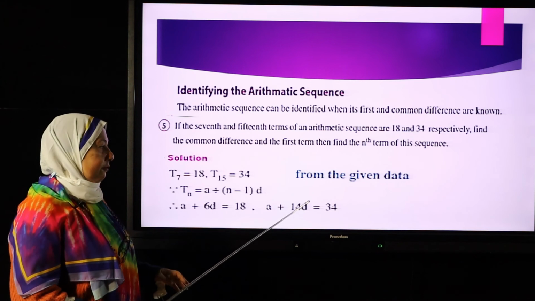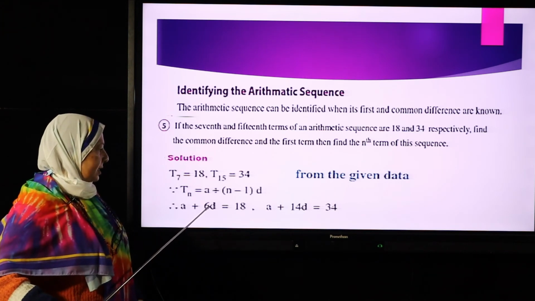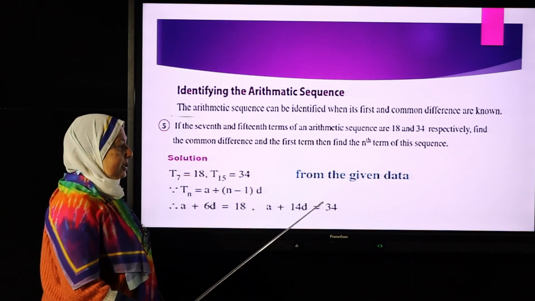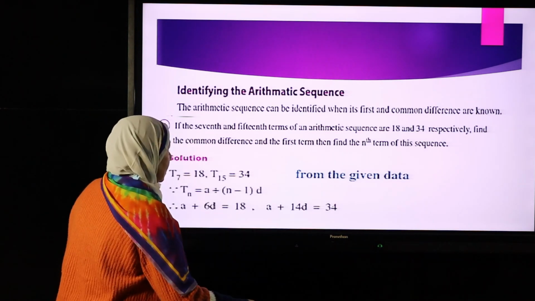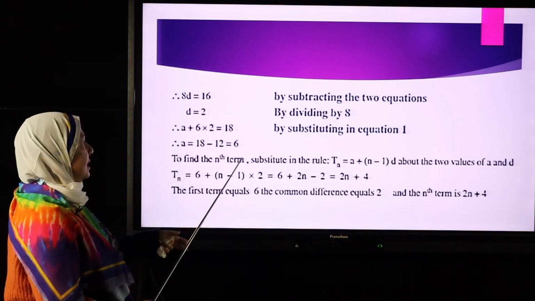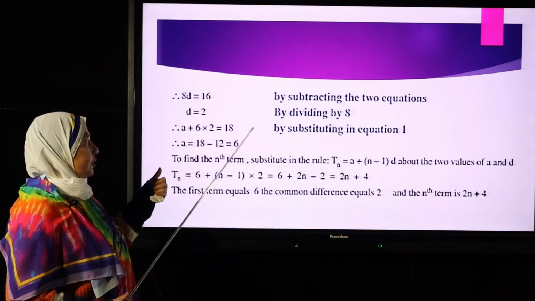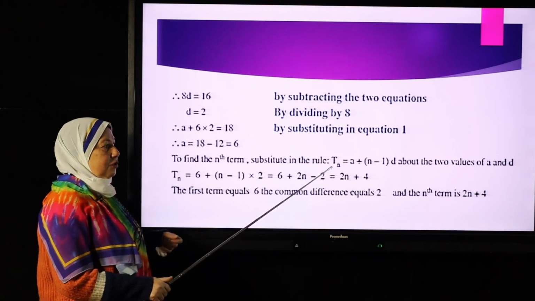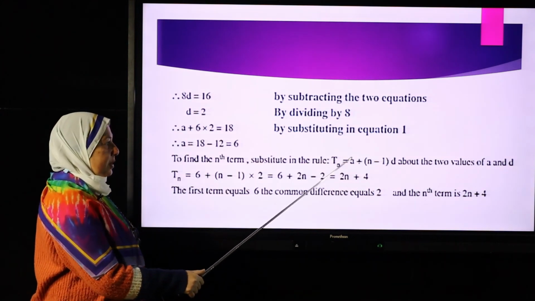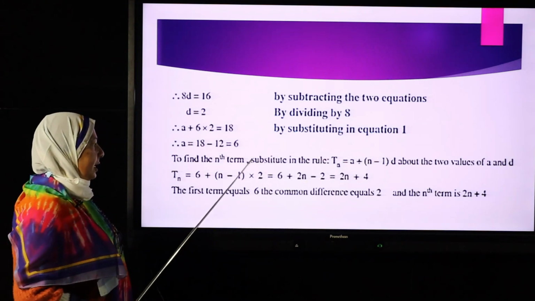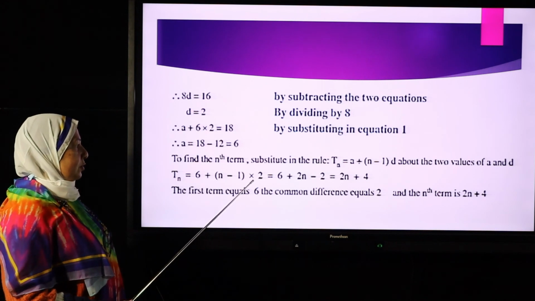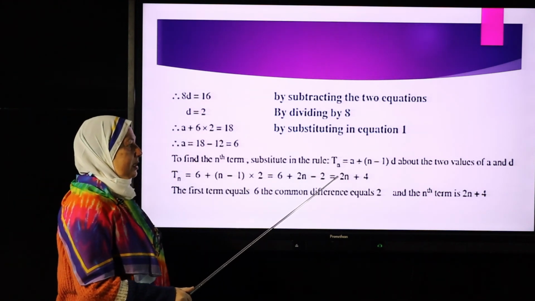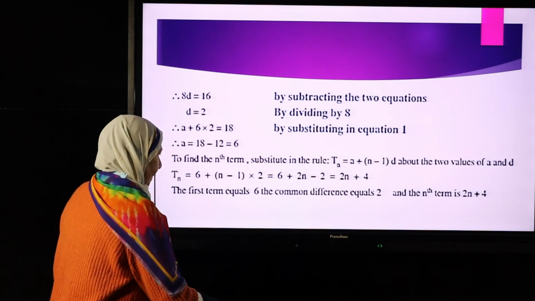By using the calculator, mode 5 1, a1 equals 1, b1 equals 6, c1 equals 18. Second equation, a2 equals 1, b2 equals 14, c2 equals 34. Therefore, a equals 6 and d equals 2. Therefore, the first term equals 6 and the common difference equals 2. Find the nth term. The nth term equals a plus (n minus 1) d. First term equals 6, d equals 2. By substitution of a and d, 2 times n minus 2 times 1. In simplest form, the general term of this sequence equals 2n plus 4. Thanks.